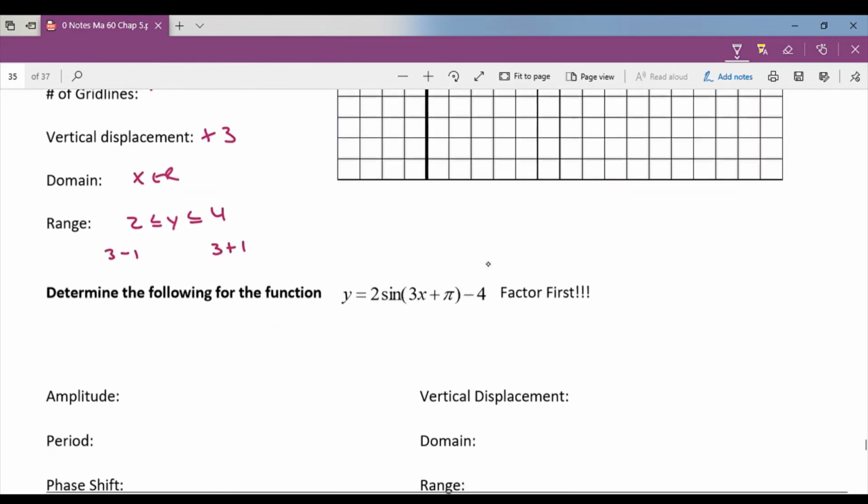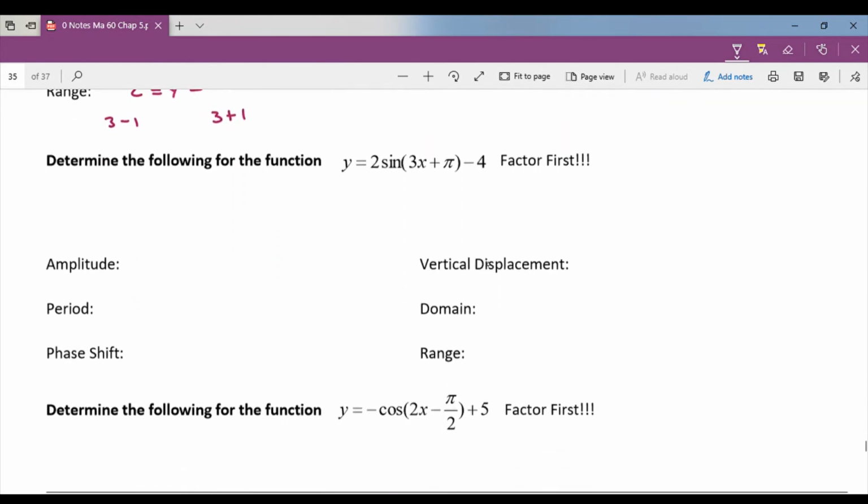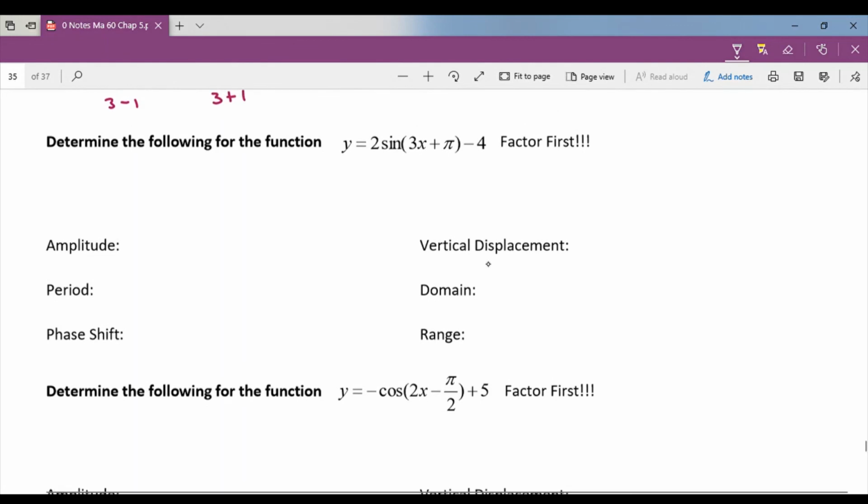All right, finishing off this lesson. Instead of having to always do graphs, what I might want you to be able to do is just go from an equation and tell me all the different features. So the first thing I want to point out about these ones is they'll always be a little bit trickier.